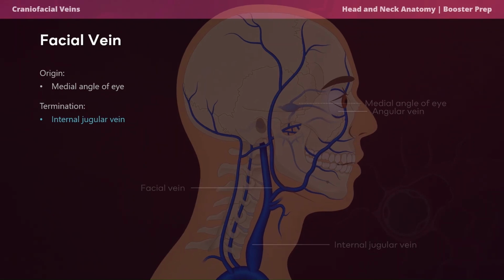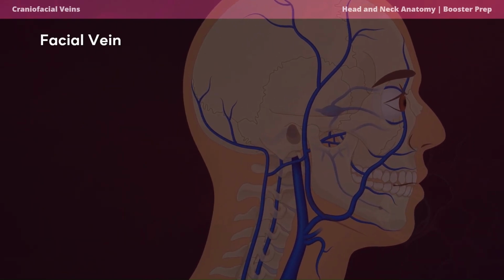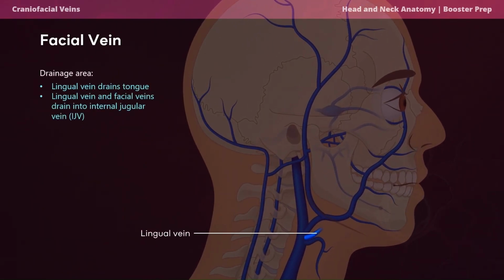So let's look more closely at the drainage areas and tributaries of the facial vein. First, the facial vein collects blood from several important superficial areas. One of the most important topics to know for the purposes of the exam is that the lingual vein drains blood from the tongue, which is high yield. Another important high-yield topic is that the lingual vein and facial vein drain into the internal jugular vein.